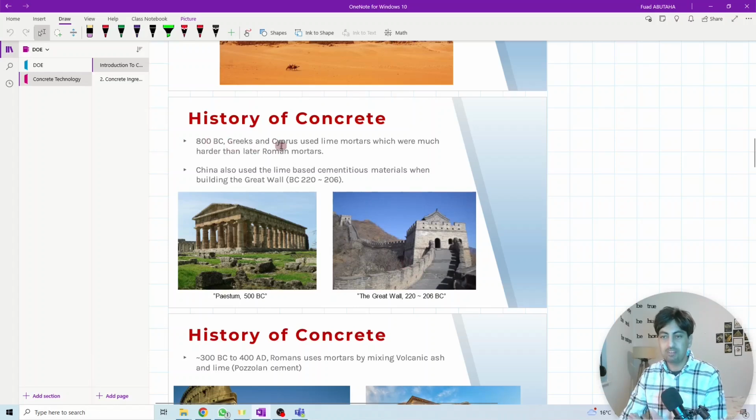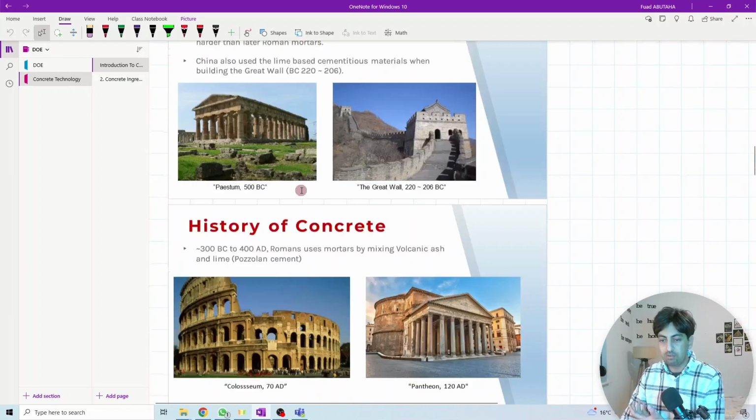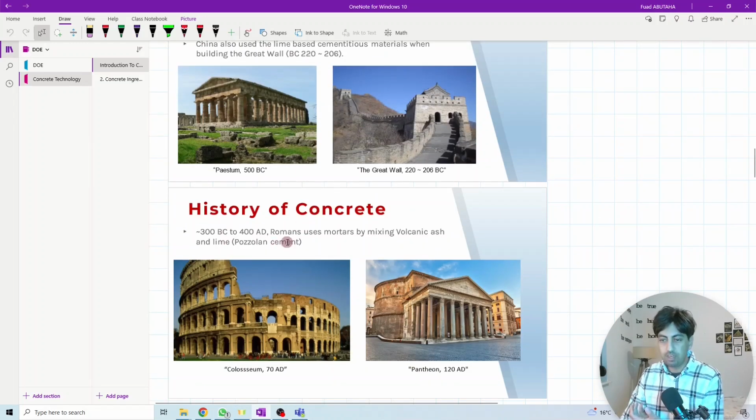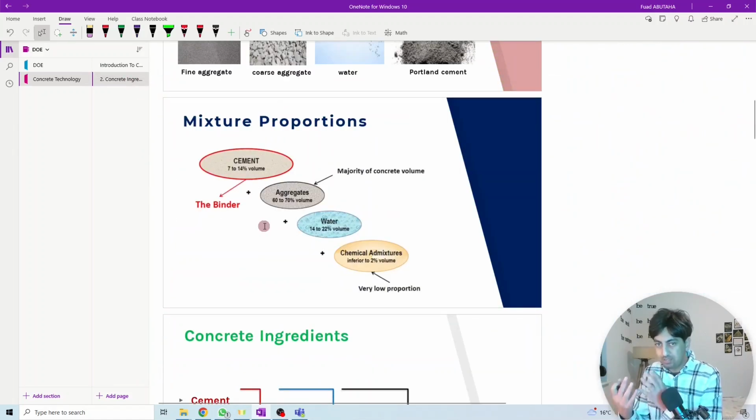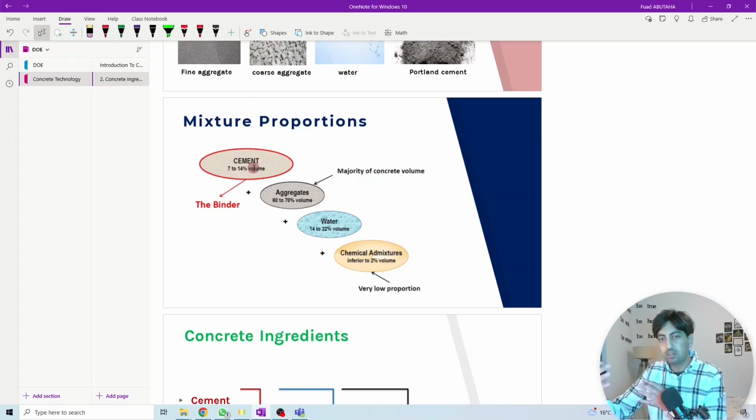For example, in Greece and Cyprus, they used lime mortar, lime material, as a binder material. In the history of the Romans, they used volcanic ash and lime as a binder material. For the pyramids in Egypt, they used gypsum as a binder material that hardened over time. This is the concrete that was used hundreds and thousands of years ago. But the modern concrete now, the current concrete, uses cement as a binder material that hardens over time.